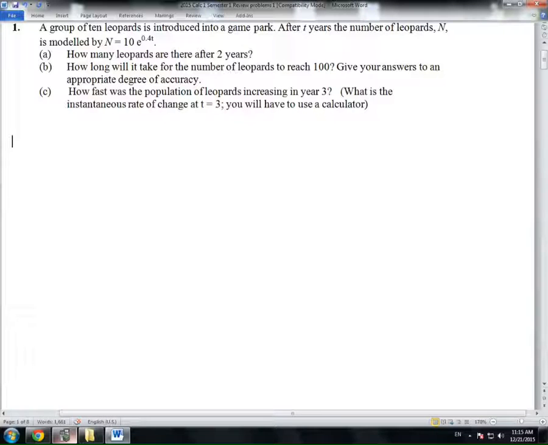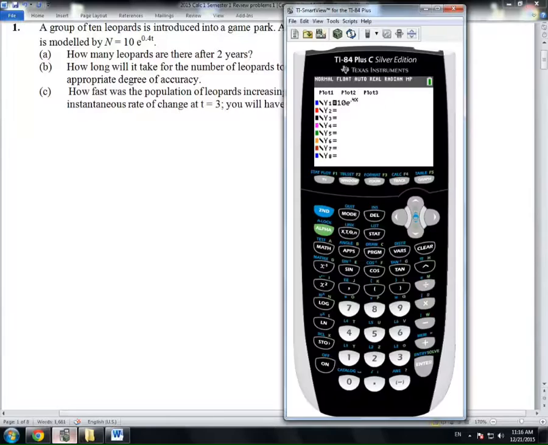Alright, this video is to remind you how to use the graphing calculator when doing calculus or pre-calculus for that matter. So we have a function, and I see this as an exponential growth function because the variable is an exponent. I need to know the number of leopards, which is what the function tells me, after 2 years. I need to know when the leopard population reaches 100, how many years does that take, and in the third case I need to know how fast, which is a derivative style question. So let's see how we would use the calculator to answer all of these questions.